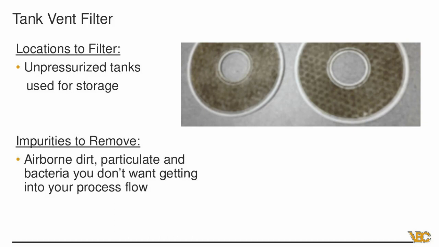The picture on the right is another example of a set of discs that we pulled off. This was from a tank vent on a water tank in rural Tennessee. And this is the type of stuff that was in the air supply in their facility. So if you can imagine this filter sitting on top of a water tank inside their facility, this is the air that's coming in. That's the stuff that got removed prior to the water going into the initial kettle or cleaning or anything else. Impurities you're trying to remove are airborne dirt, particulates, and bacteria that you really don't want getting in your process flow. It's a wide variety of stuff that you can catch, making sure that you're consistently getting pure and reliable results.